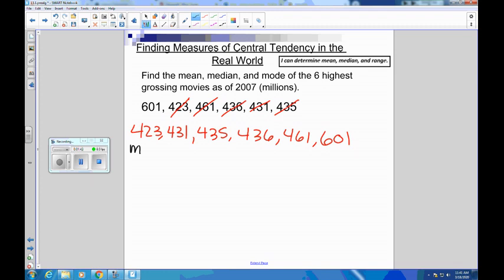We're going to find mean, median, and mode. First thing I like to do, I always like to start with mode because it's the best. Mode, we look for any repeating numbers. Are there any two of the same number? There isn't. So unfortunately, there's no mode.